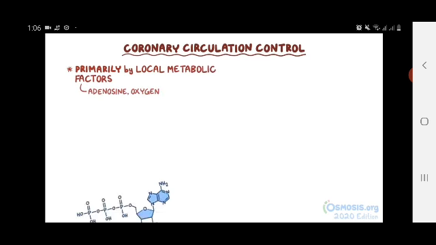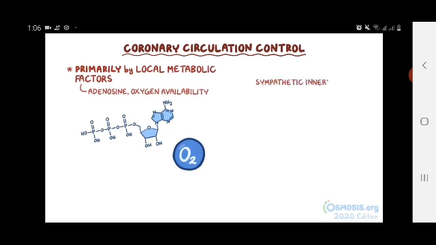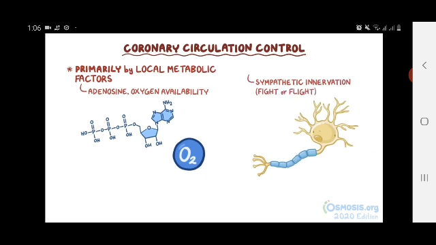Now, blood flow through the coronary circulation is controlled primarily by local metabolic factors like adenosine and oxygen availability, with sympathetic innervation involved in the fight or flight response playing a minor role.